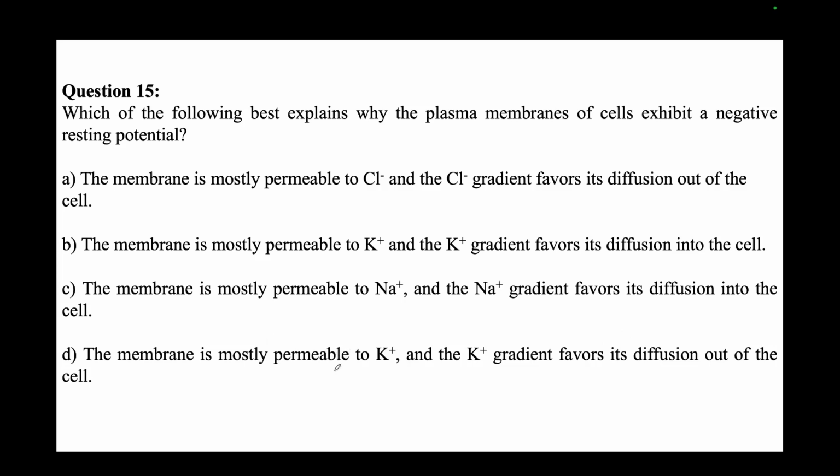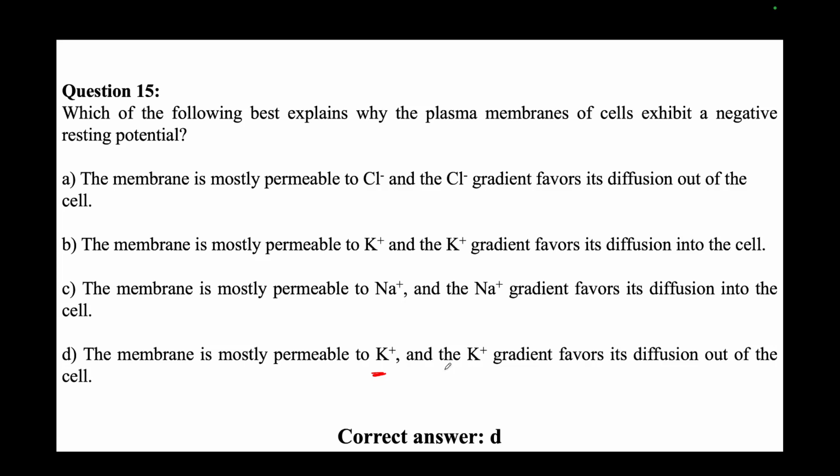So what would explain the negative resting potential of a plasma membrane? The correct answer is option D. So membrane is most permeable to potassium ions, and the potassium gradient favors its diffusion out of the cell. So basically in a plasma membrane the potassium ions are more permeable than the sodium or the chloride ions. Okay, so potassium ions can leak out of the membrane via diffusion.